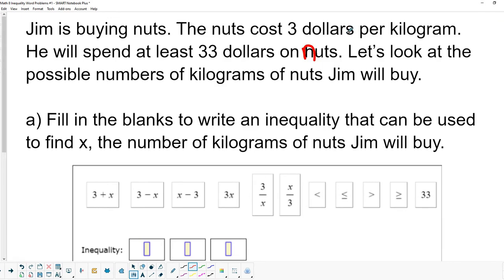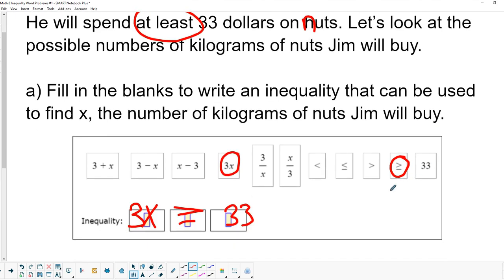Okay, so the nuts cost $3 per kilogram. So that sounds like we're multiplying, so 3x. So for our inequality, we're going to bring it down to 3x. And he will spend at least, so at least means greater than or equal to. So that symbol will go next, greater than or equal to. And then 33 will go right here, so $33. So that's how you'd use those symbols to write that inequality. And you can just drag them in there, using whatever tools Alex gives you to create that inequality.